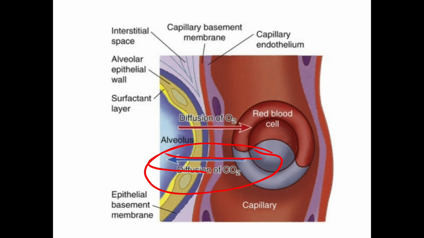So this lining with the capillaries provides the proximity for the transport of oxygen and other gases into the blood supply and carbon dioxide from the blood back into the lungs for expulsion.